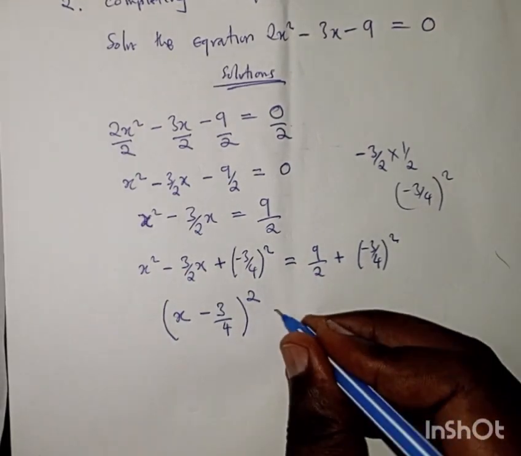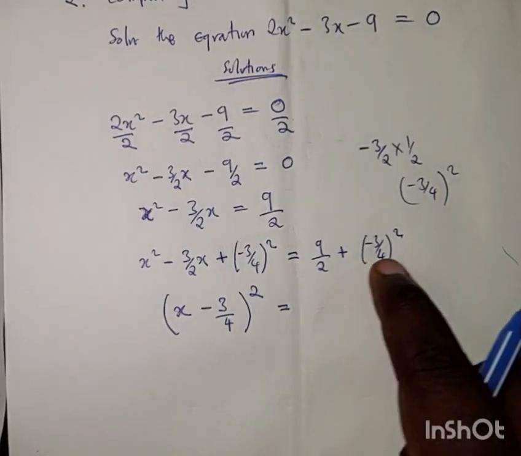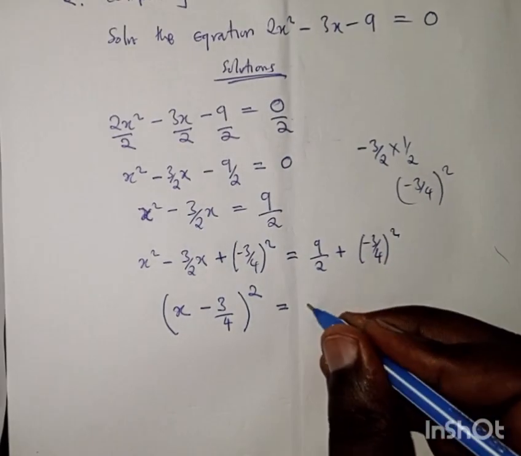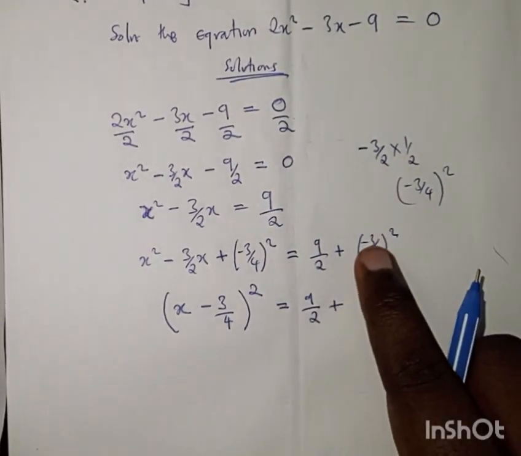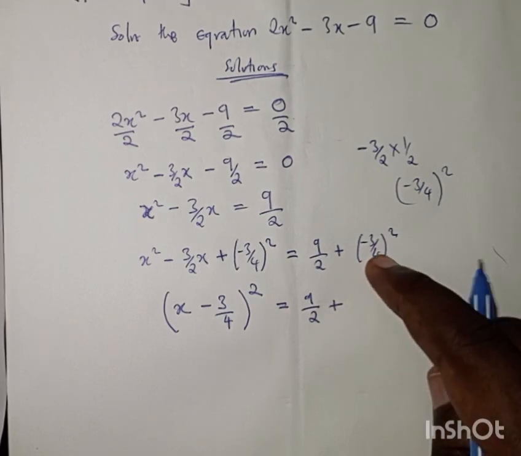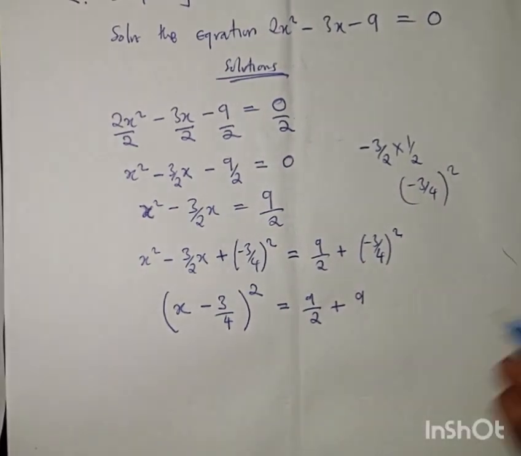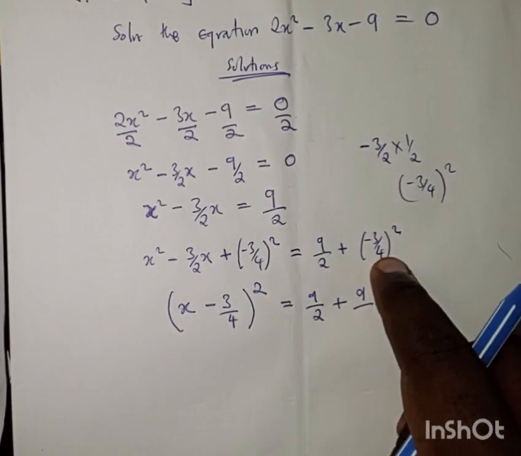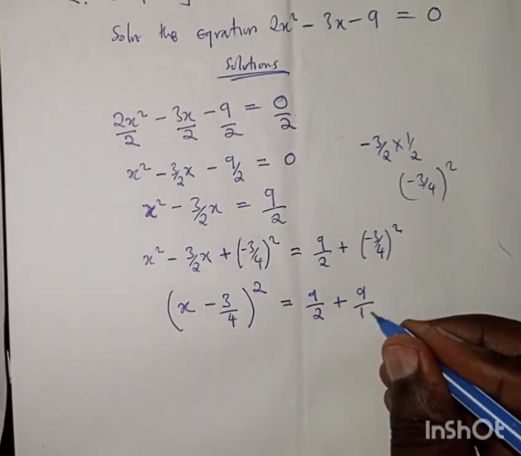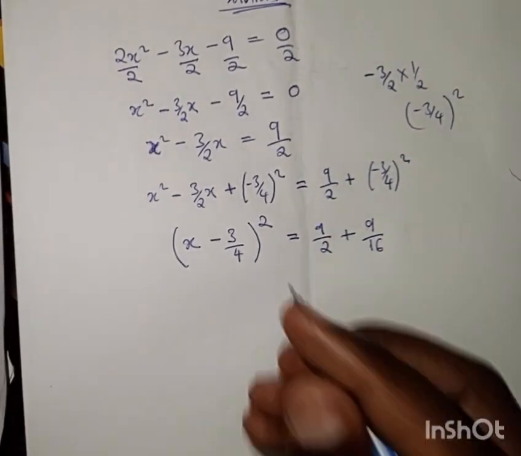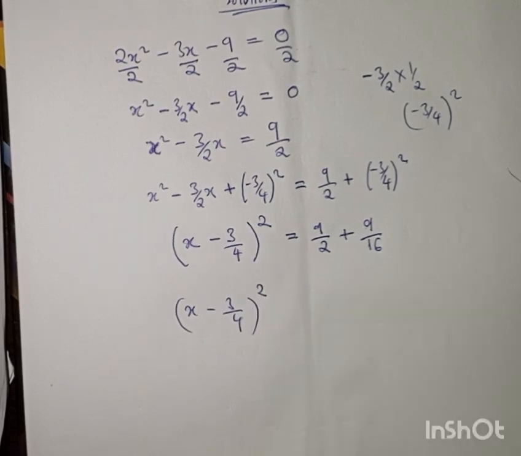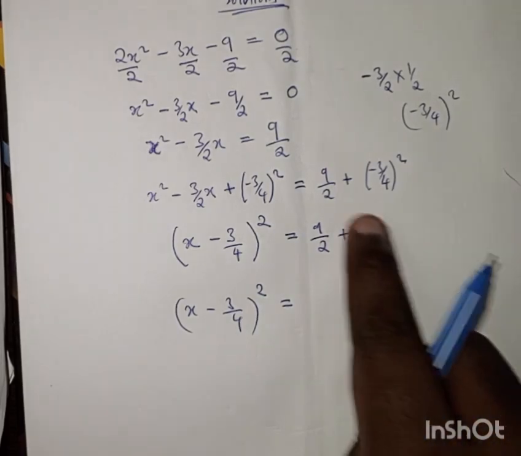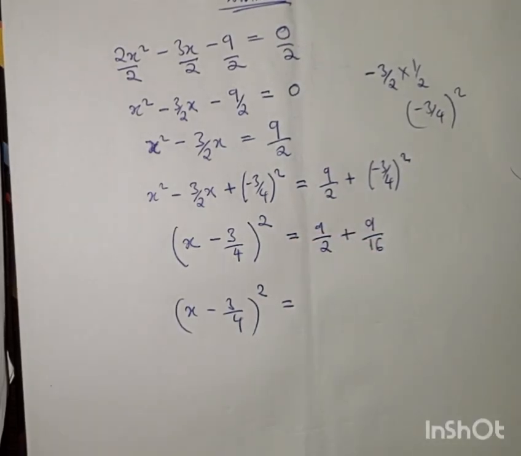Okay, so this is equal to, so we can simplify here. So we have 9 over 2 plus this one, we can square it. Negative 3 squared, you get 9 over 4 squared, yes, you get 16. Okay, so this is equal to, we have x minus 3 over 4 squared is equal to, okay, so here it's a fraction. How do you work out fractions?